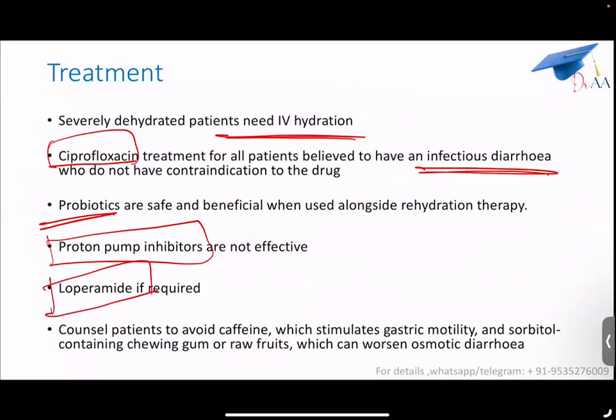When is it absolutely necessary? When the patient is not able to carry out his regular activity because every 10 minutes he has to go for a loo, then you will be starting loperamide. Otherwise, don't start loperamide.